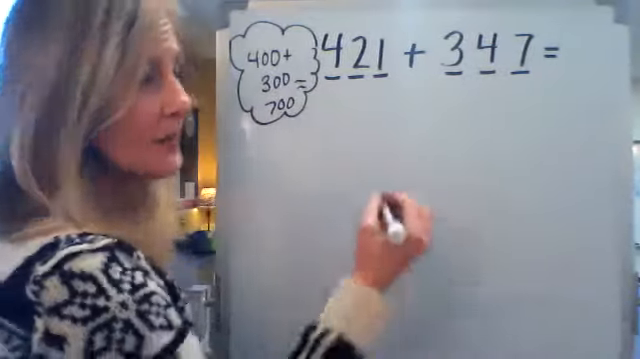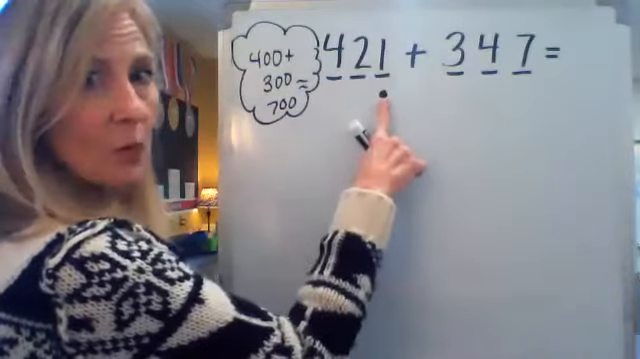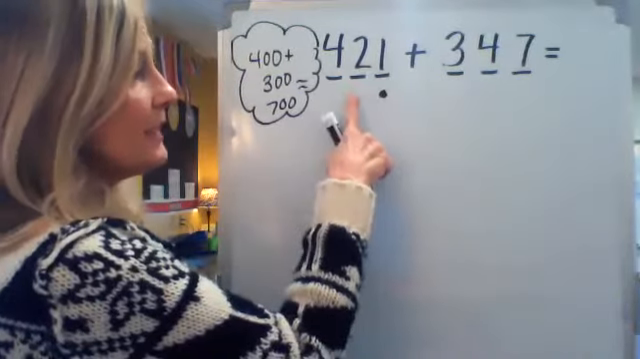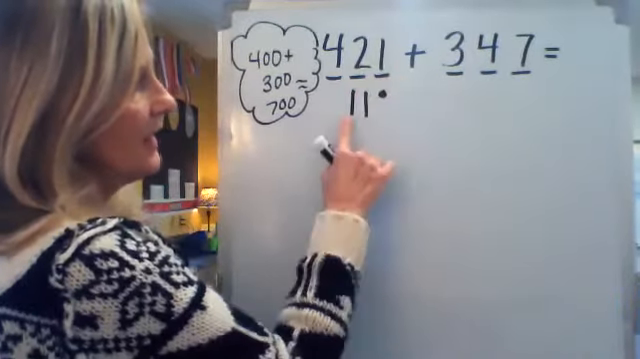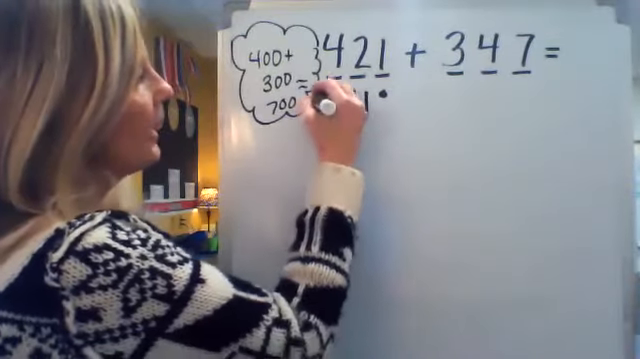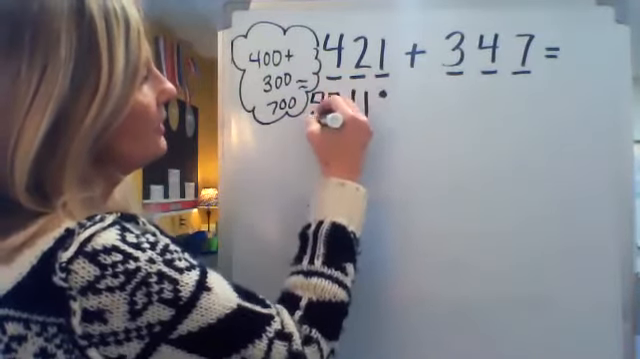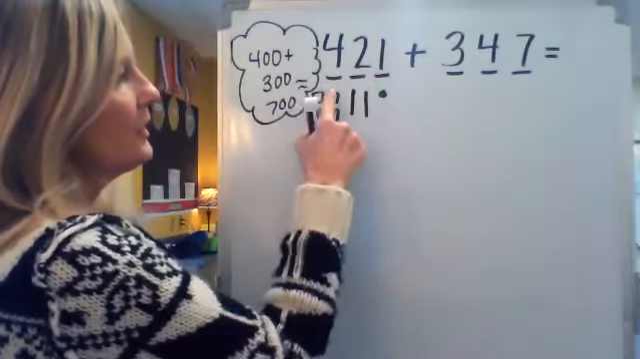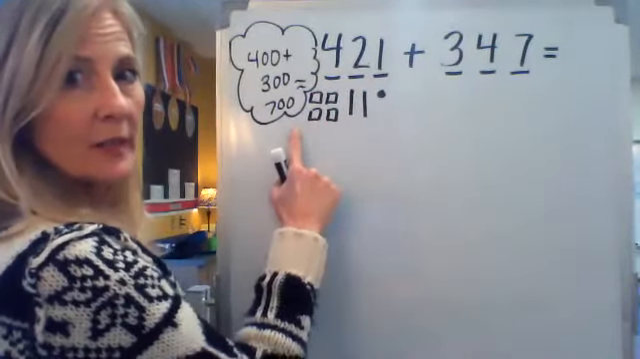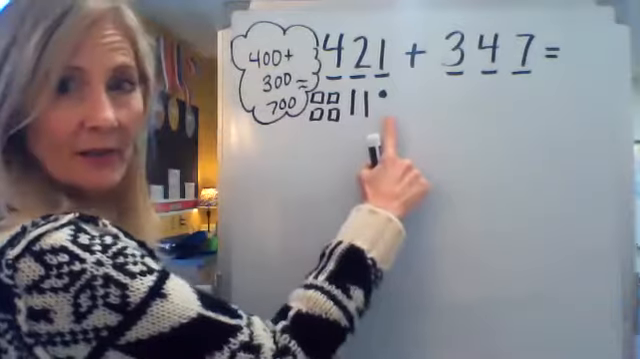I'm going to draw my ones like this. That would represent 1, 1. I'm going to draw my tens like this, 10, 20. And I'm going to draw my hundreds by drawing a box or a little square. 100, 200, 300, 400. So I'd read this 421.